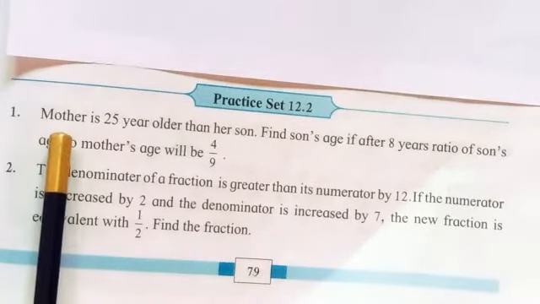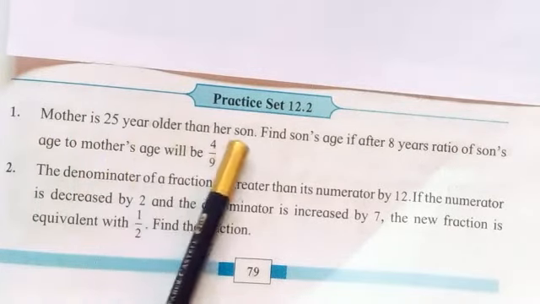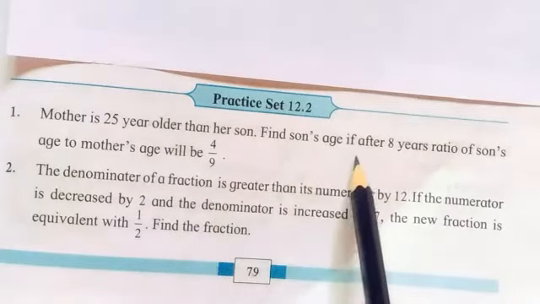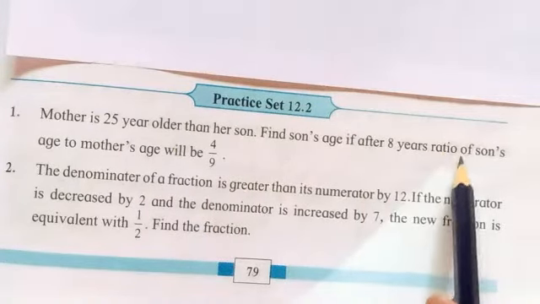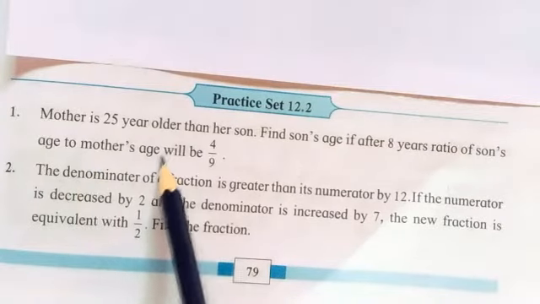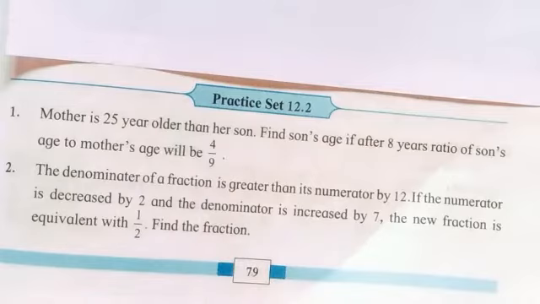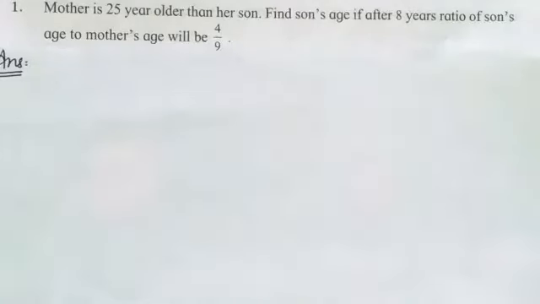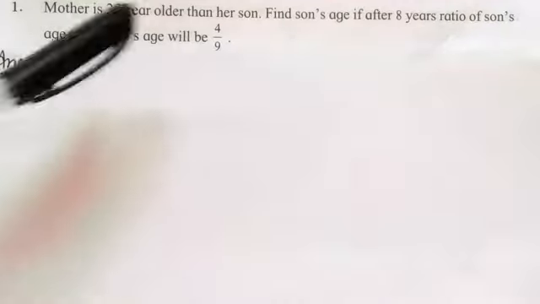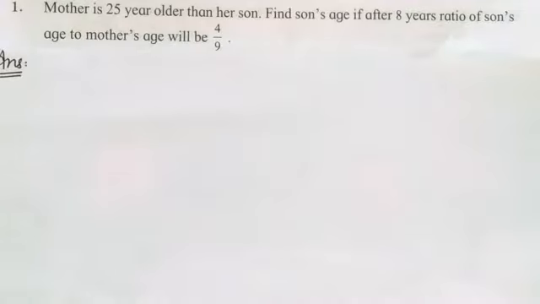Here our first question is, mother is 25 years older than her son. Find son's age if after 8 years the ratio of son's age to mother's age will be 4/9. Let's see how to solve it. So students, before writing the actual answer, we have to first assume the son's present age. Then with the help of the ratio and the son's age, we can prepare the equation. After solving that equation, we will get the age of mother and son. So let's assume the son's age at first.